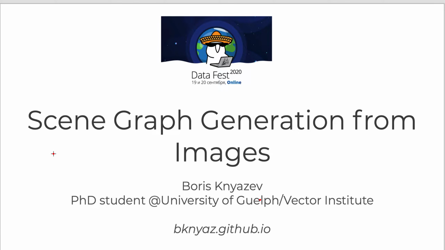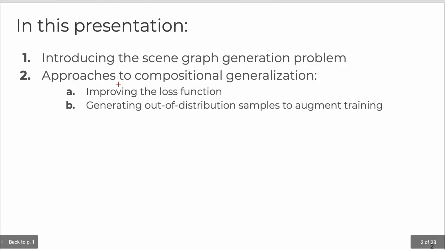In this presentation, I'm going to talk about scene graph generation from images. First of all, I'm going to introduce the problem of scene graph generation. And then I would like to talk about a few approaches to one of the main challenges in this area, which is called compositional generalization.